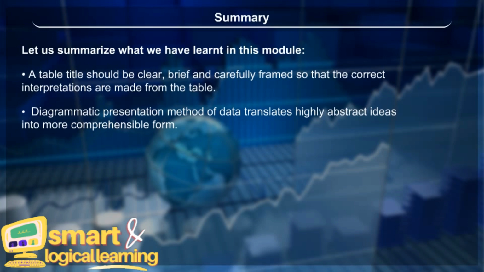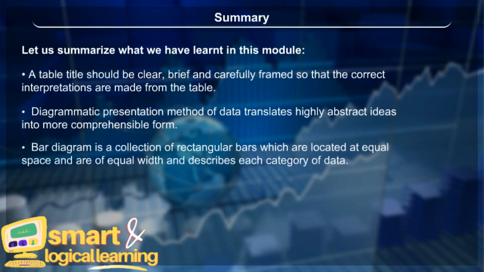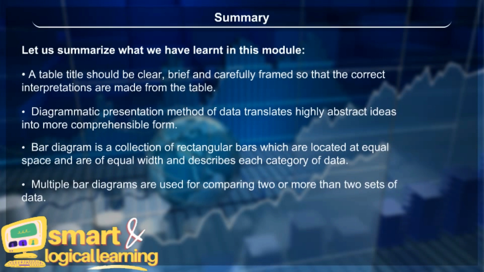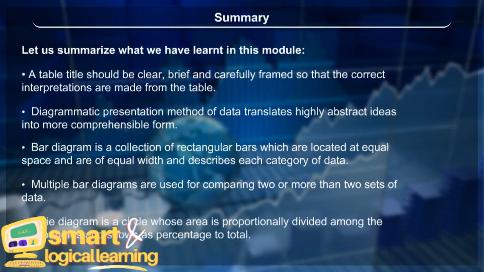Diagrammatic presentation method of data translates highly abstract ideas into a more comprehensible form. A bar diagram is a collection of rectangular bars which are located at equal space and are of equal width and describe each category of data. Multiple bar diagrams are used for comparing two or more than two sets of data. A pie diagram is a circle whose area is proportionally divided among the components and shows percentage to total.